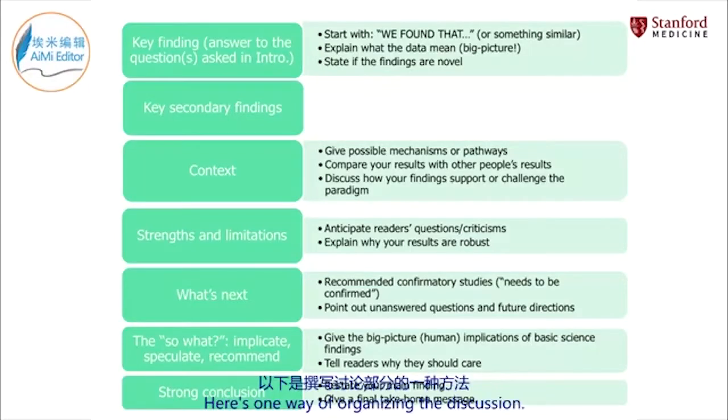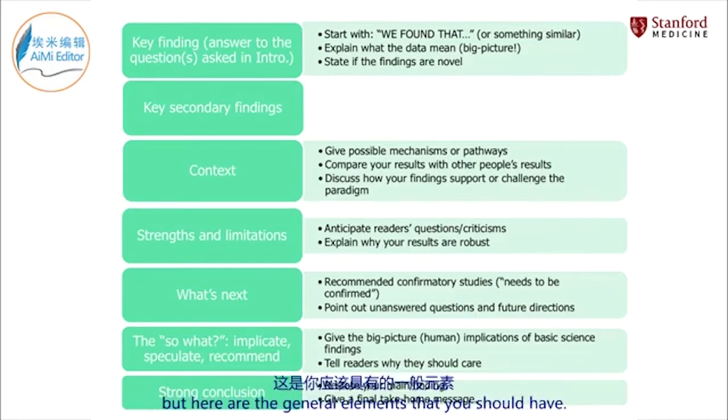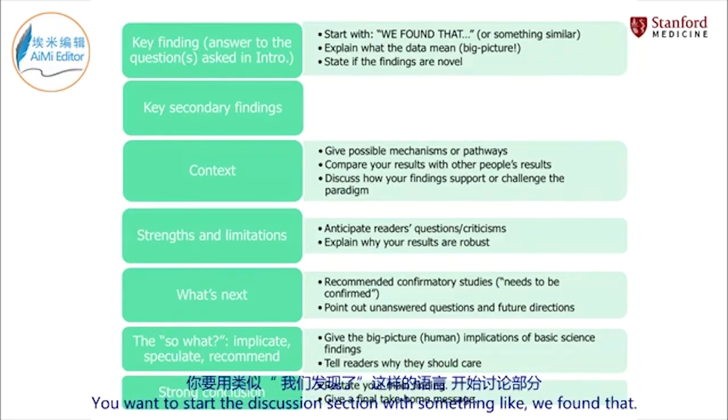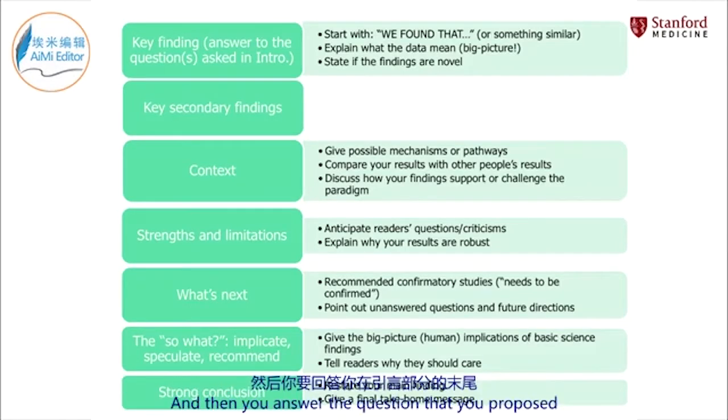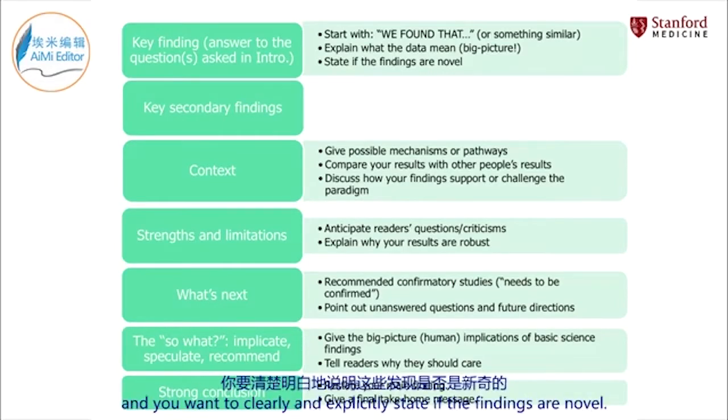Here's one way of organizing the discussion. It's a bit discipline specific exactly what goes in that discussion, but here are the general elements that you should have. You want to start the discussion section with something like, "We found that." And then you answer the question that you proposed at the end of the introduction section. You're going to explain what the data mean at a very high level, and you want to clearly and explicitly state if the findings are novel.